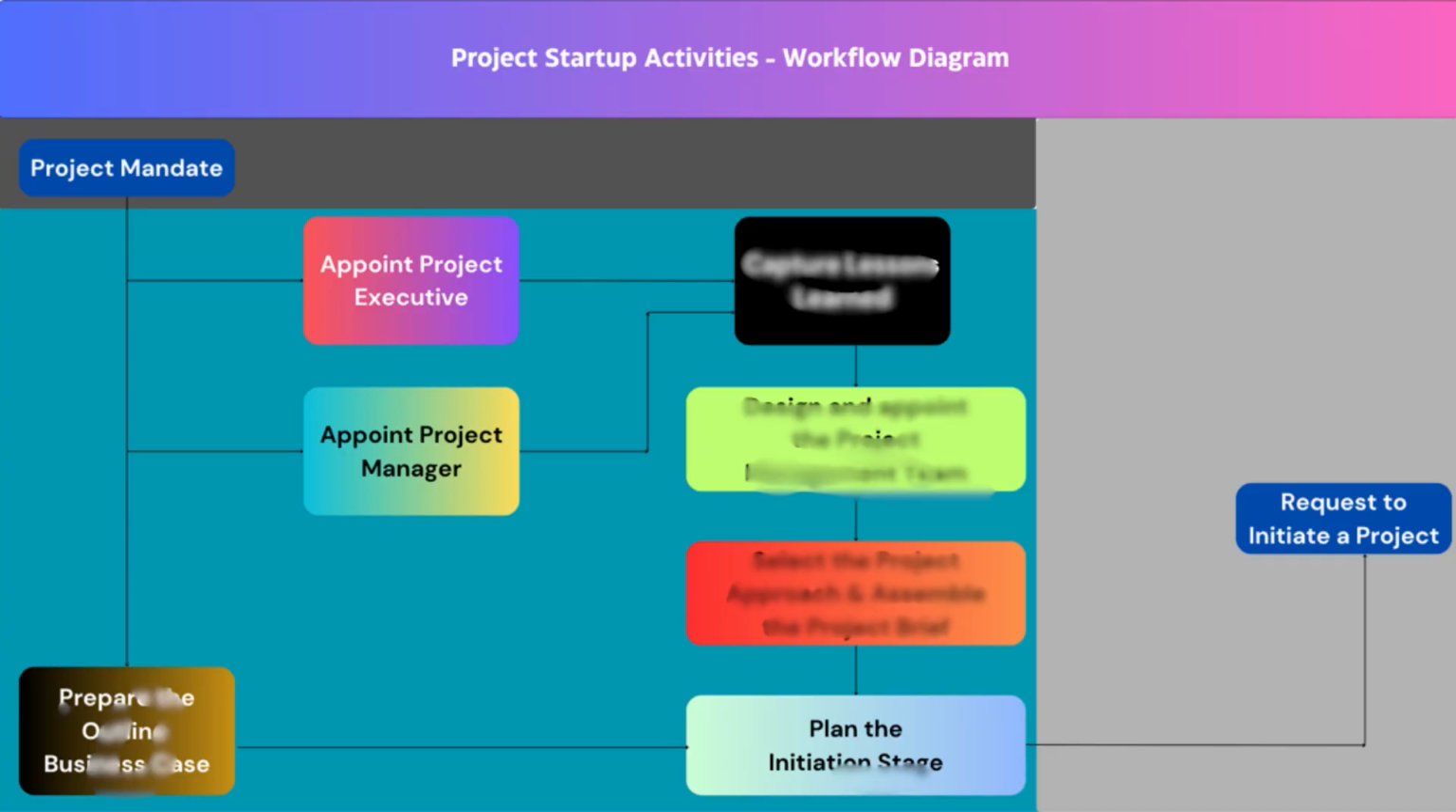Now, the second role that must be appointed first is the project manager. Assuming you were lucky to be appointed project manager during the mandate process or mandate authorization, then you don't need to do anything during the startup of the project. However, if the project manager was not selected during the mandate authorization, once the executive or the project sponsor has been appointed, the project sponsor can go on to appoint a project manager.